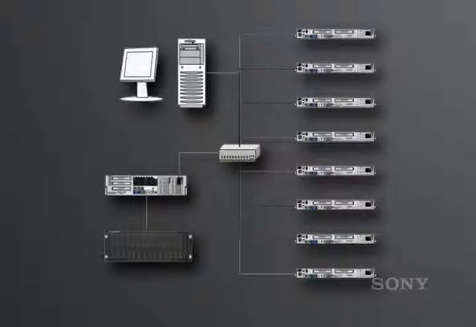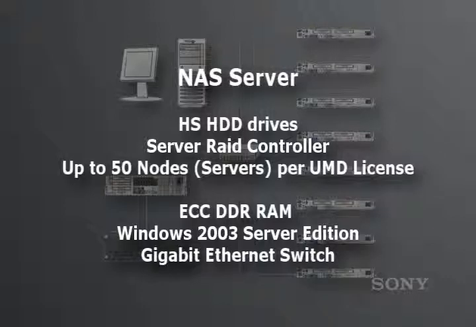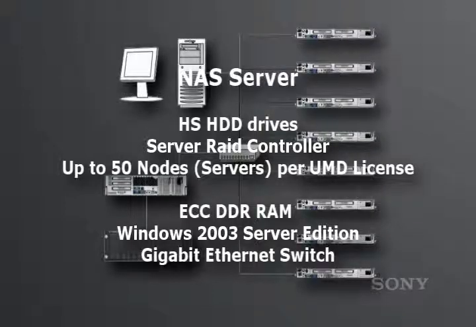The distributed server environment complements the front-end PC workstation and allows you to distribute the encoding of the material across multiple servers. This helps you decrease the render times of the encoding process. A NAS server with multiple high-capacity HSHDD drives is optimal, as well as a server RAID controller. You can use up to 50 encoding servers per Stream Composer license, and each should have the same ECC DDR RAM as the NAS server. They must run Windows Server 2003. You'll also need a gigabit Ethernet switch.